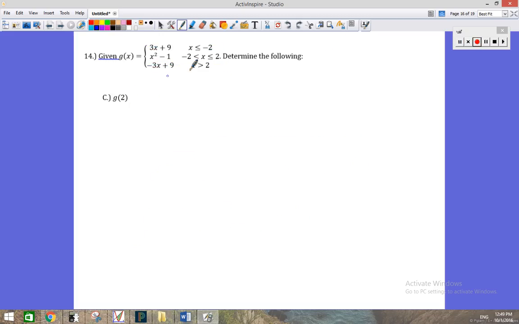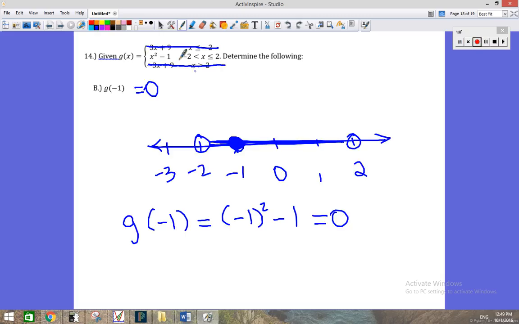Here, 2. 2 is not bigger than 2. I can't use this one. 2 is not smaller than negative 2. 2 is between, if I come back and steal my graph here, which said less than or equal to 2.